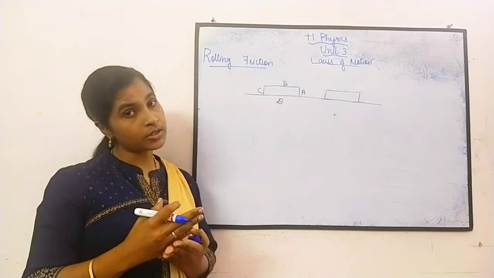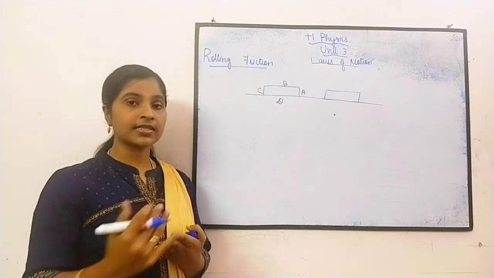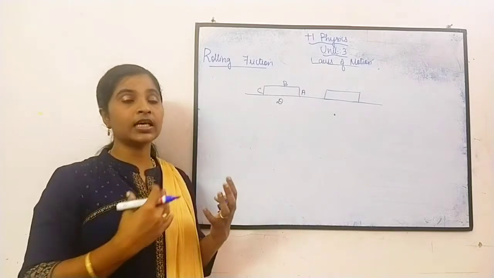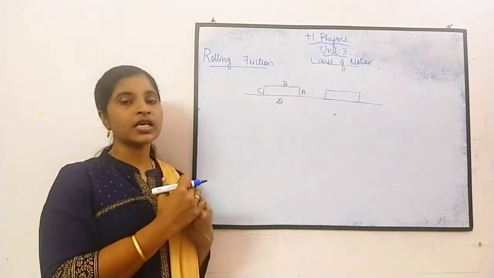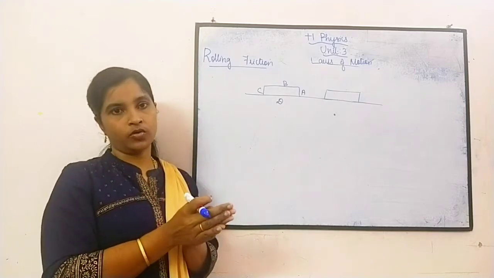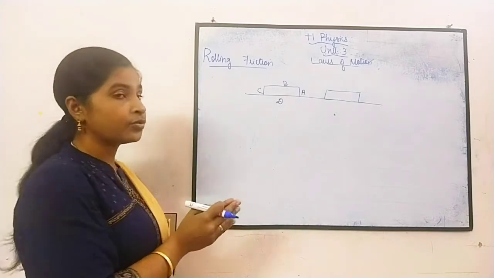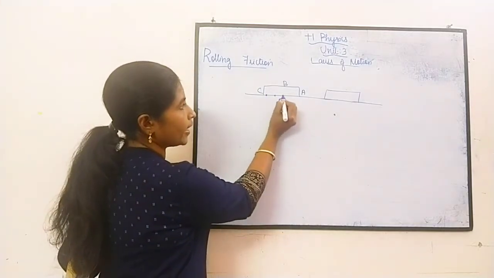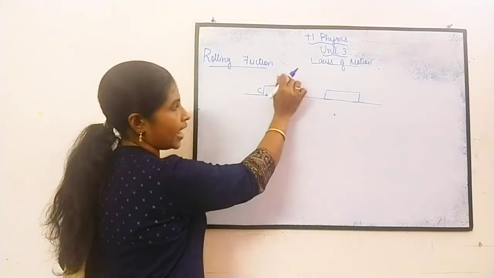It comes to rest because there is an opposing force acting on the body. When there is an opposing force, it stops the motion. That force we are calling the friction force. It is developed at the contact between the surface and the body.